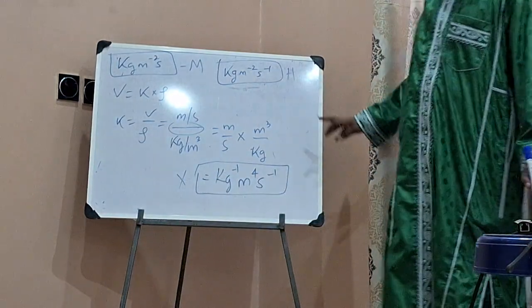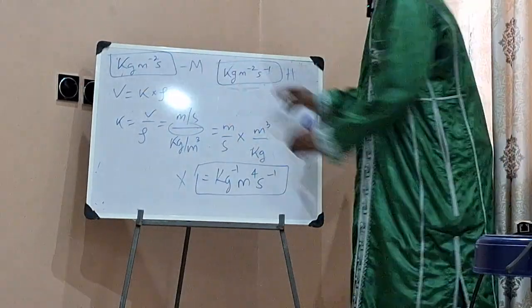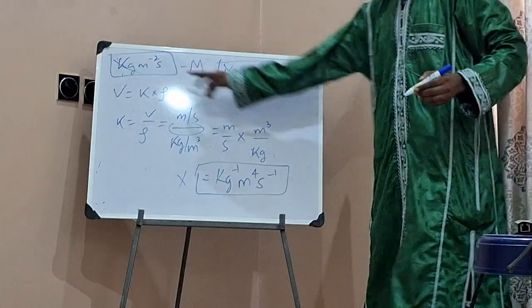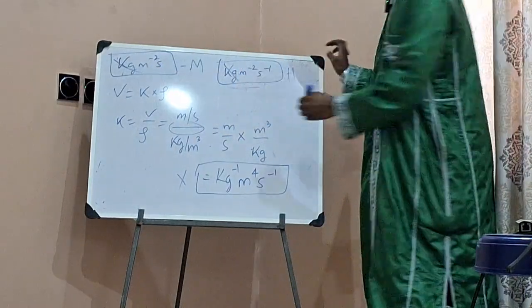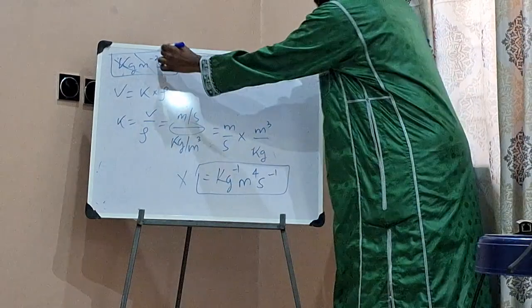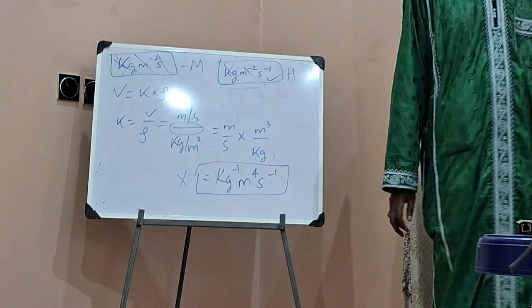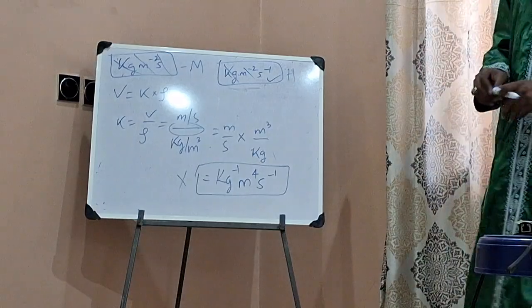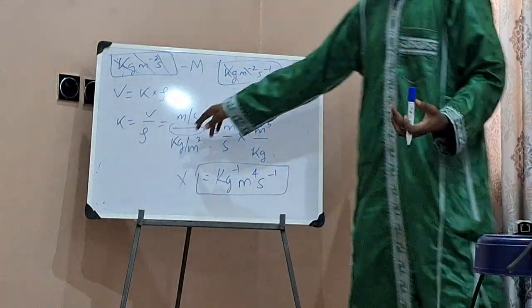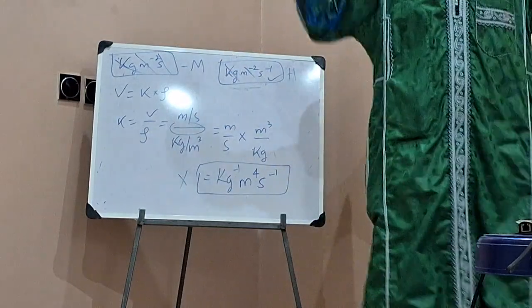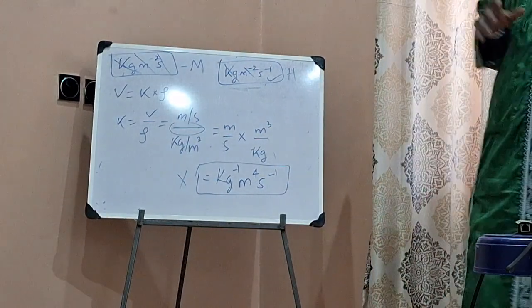So which one is correct? Kilogram, no, because it is per kilogram, meter to the power of 4. This is per meter squared, this is per meter squared. No. Per second, yes. Do you understand? Is that clear? Alternatively, you can simply plug in the unit here and the unit here and then make K the subject. Simple. Okay?